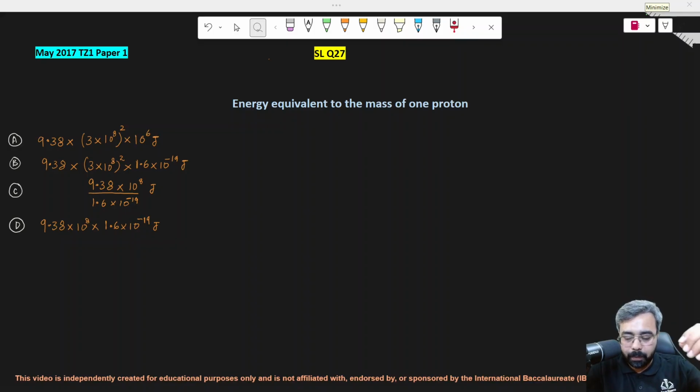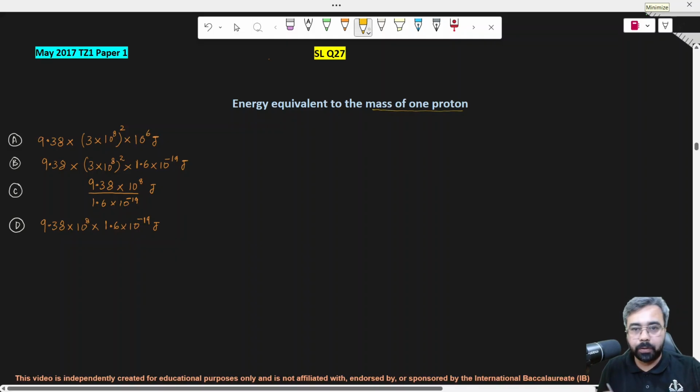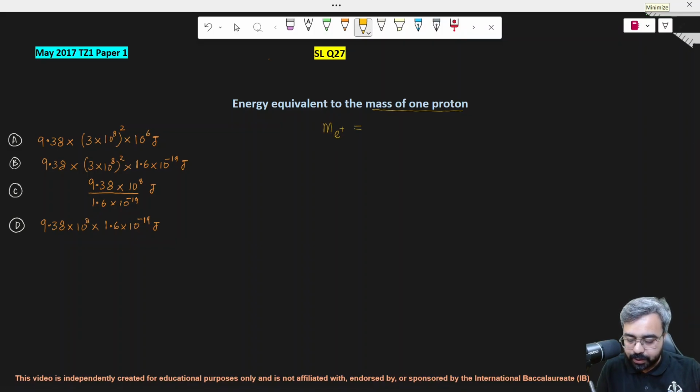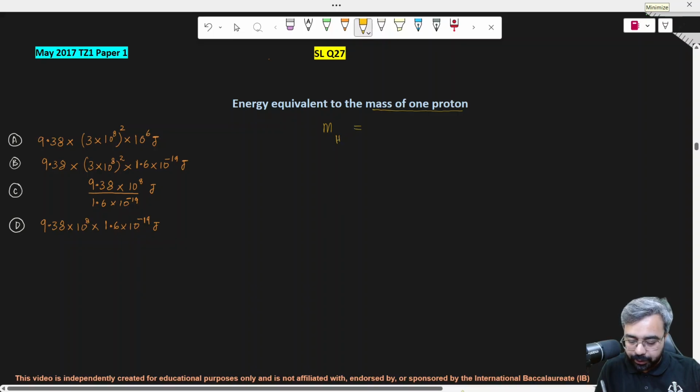So in this question, we will find out the energy equivalent to the mass of one proton. Now, we know that the mass of one proton, H11, is 1.00776 atomic mass units. If we convert this mass into the equivalent amount of energy, we should use this equation: E equals mc squared, right?